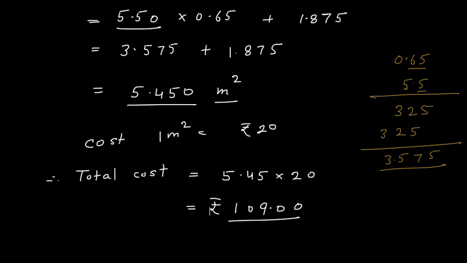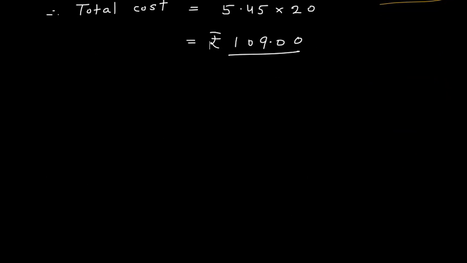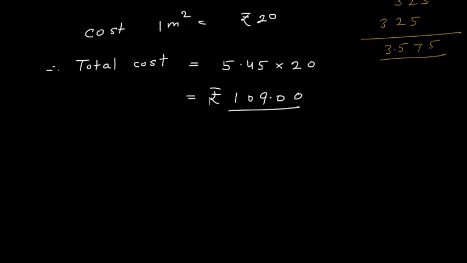Now 5.45. So approximately if you take 5 and 20, so it is 100. So I am getting more than 100. That is okay. So sometimes students make mistakes about where to put the decimal. So like this they can calculate the approximate values and then they see their answer whether it is near to that or not.